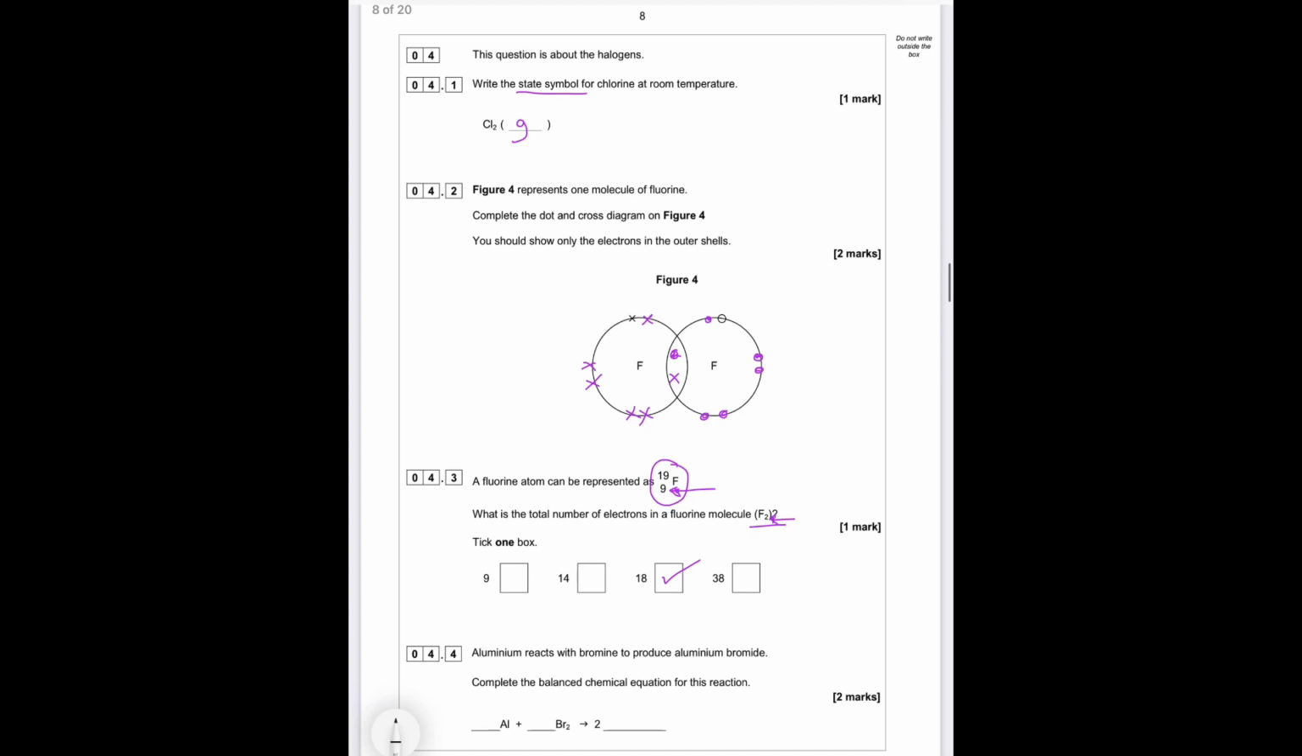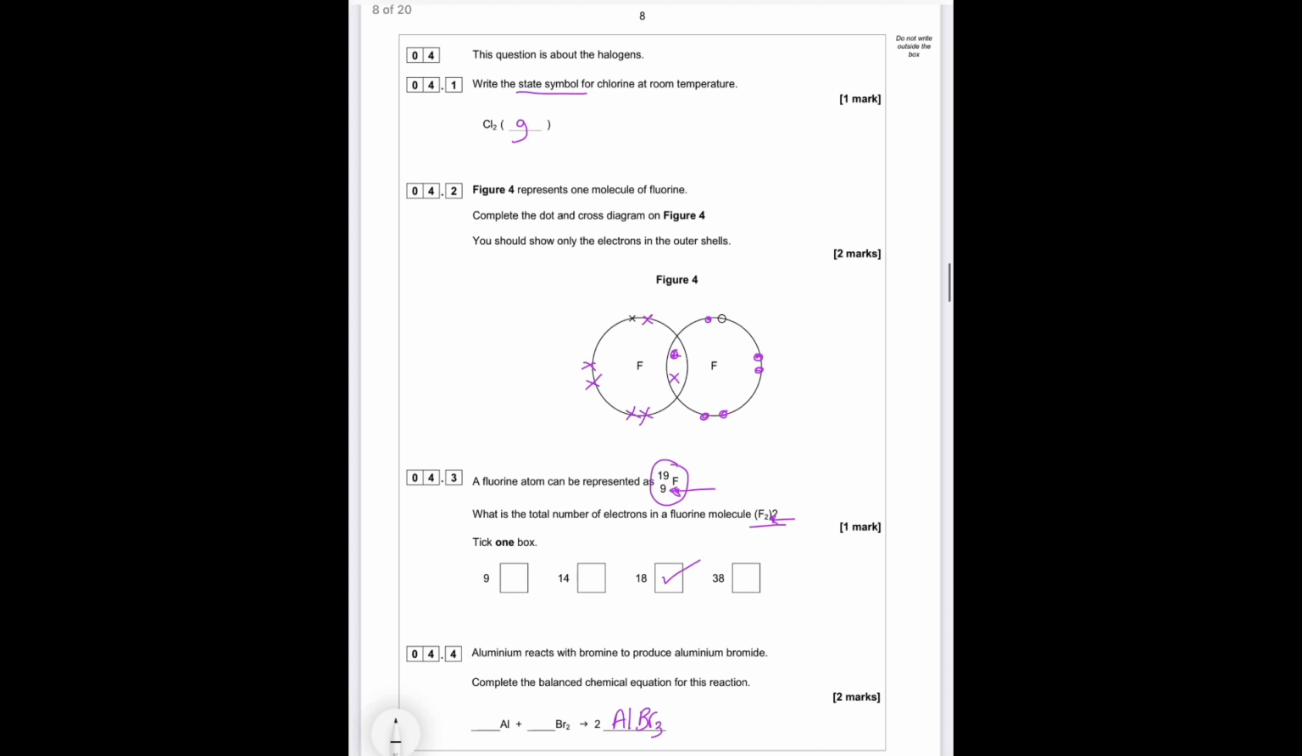And then aluminium reacts with bromine to produce aluminium bromide. Complete the balanced chemical equation. So first of all, we need to write the symbol for aluminium bromide, which would be AlBr3. And then we need to balance up.